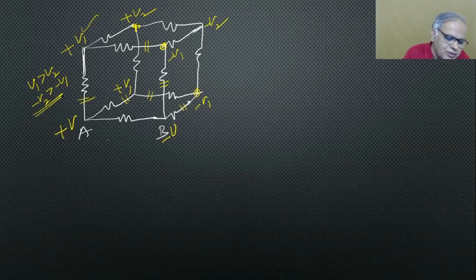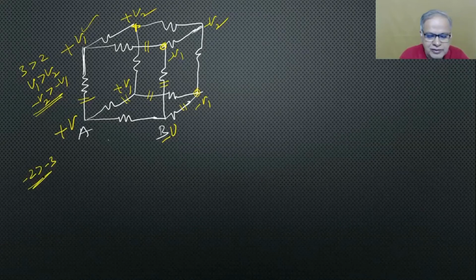But remember, since V1 was greater than V2 the way we thought, here minus V2 should be greater than minus V3. Isn't it so? Yes, sir. 3 is greater than 2. Minus 2 is greater than minus 3 for the current sake. You understand what I told? Yes, sir. Current flows from high to low potential, isn't it so?